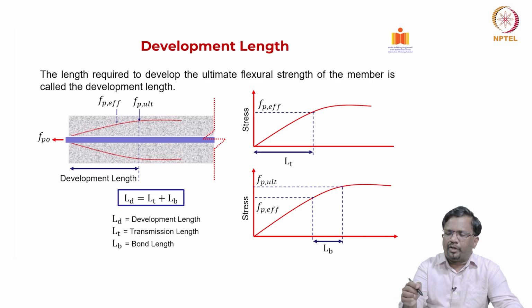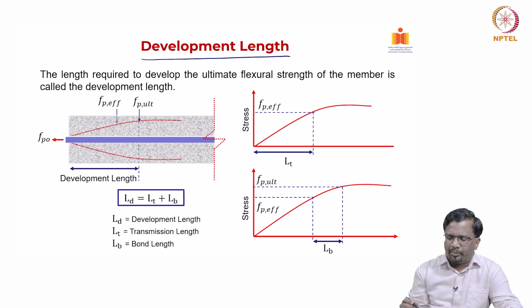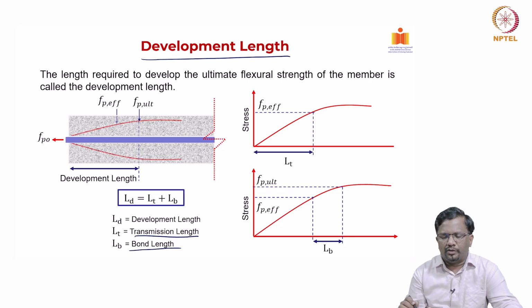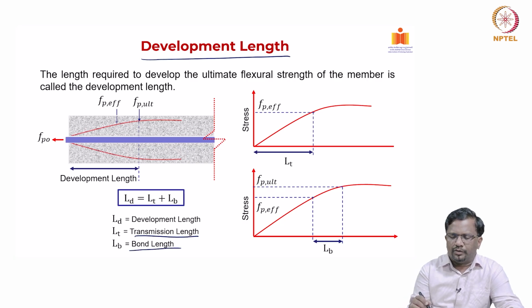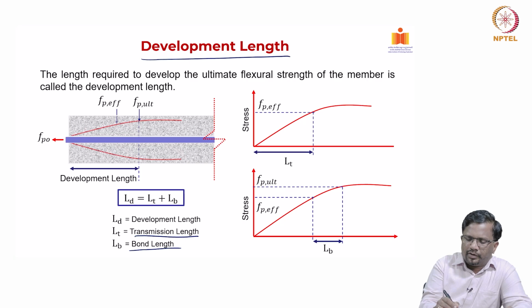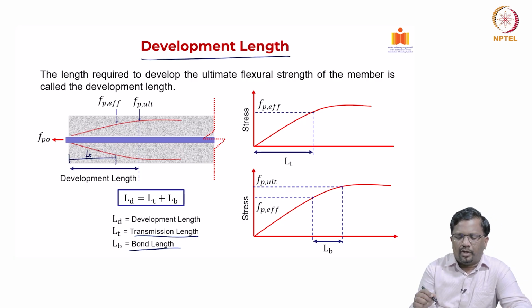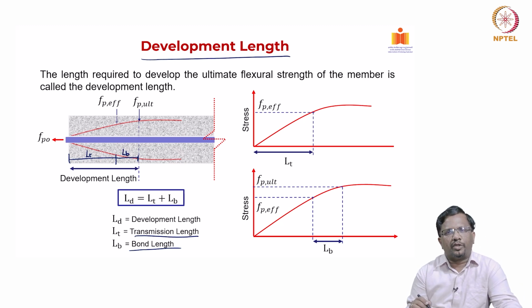Now, what is the development length? Development length, as we have explained previously, is the summation of the transmission length plus the bond length. This is the distance that is required to develop the effective pre-stressing force. At ultimate, I have to develop some additional stress in the pre-stressing steel, which we call LB. So, the total development length is the summation of the transmission length plus the bond length.